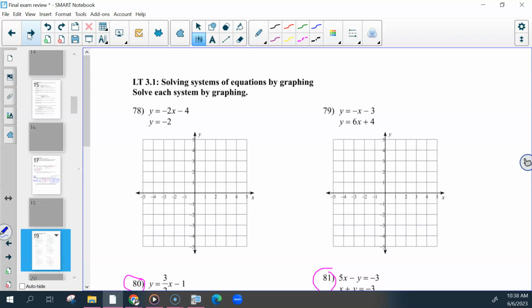So now we are in systems, and this one is systems by graphing. Which of these questions do we want to see, do, go over, and have questions about?